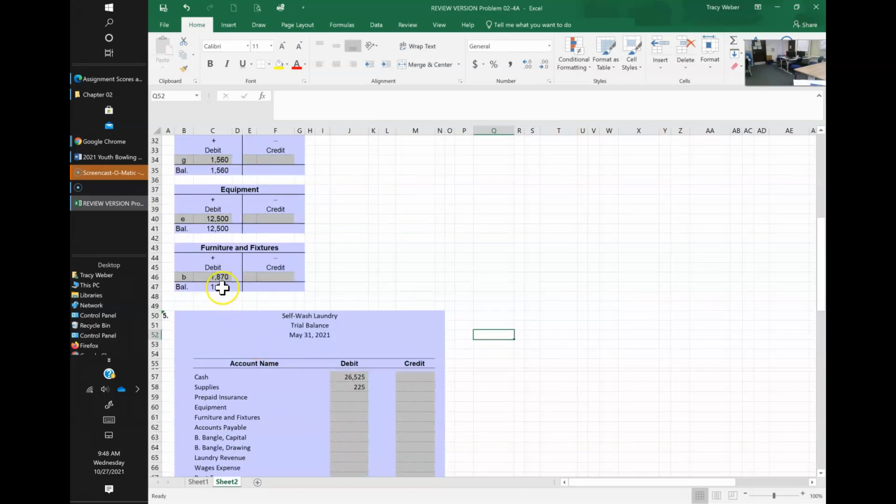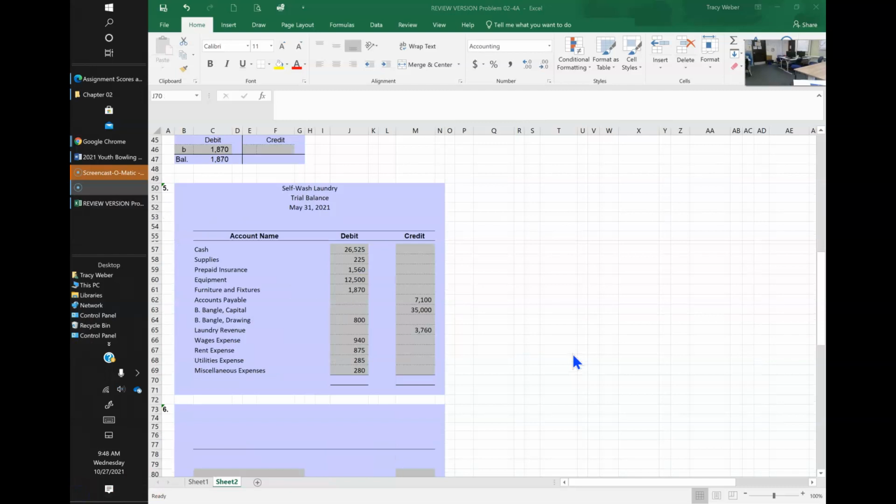Okay, I'm going to pause the video. You go ahead and find the balance for all the rest of the accounts and fill them in either the debit or the credit column on the trial balance. Okay, so I've completed the trial balance, and now I'm going to show you how to put a formula in here to do the calculating for you so you don't have to add it all yourself.